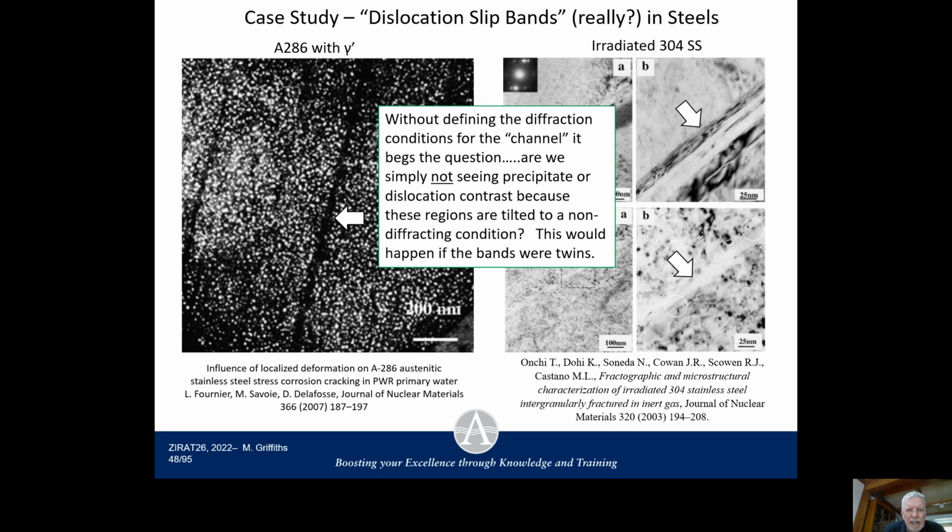So without defining the diffraction condition, it begs the question: are we talking about twins here, or are we talking about actual slip bands, or channels, sorry, which is separate from a slip band? A slip band is a planar process, but channeling in the way I described just now is more of a bulk event, like a twinning, but it's not. It only becomes bulk because the dislocations are sweeping up dislocation loops, and therefore climbing and moving around and changing their plane as they move through the crystal.